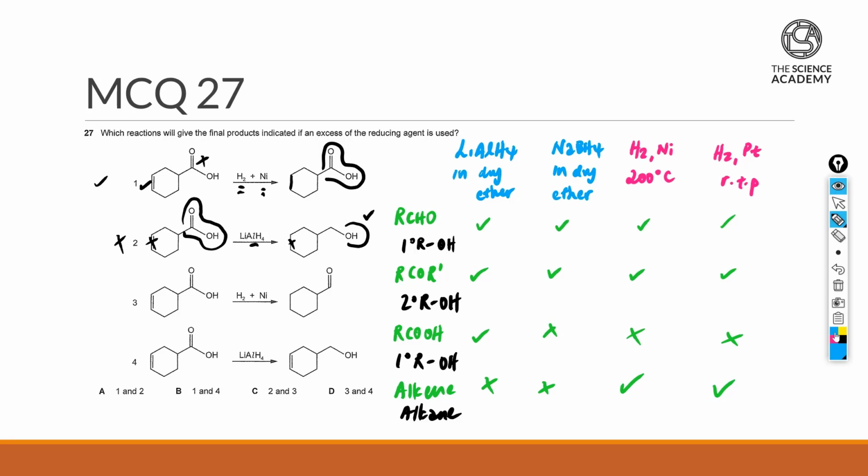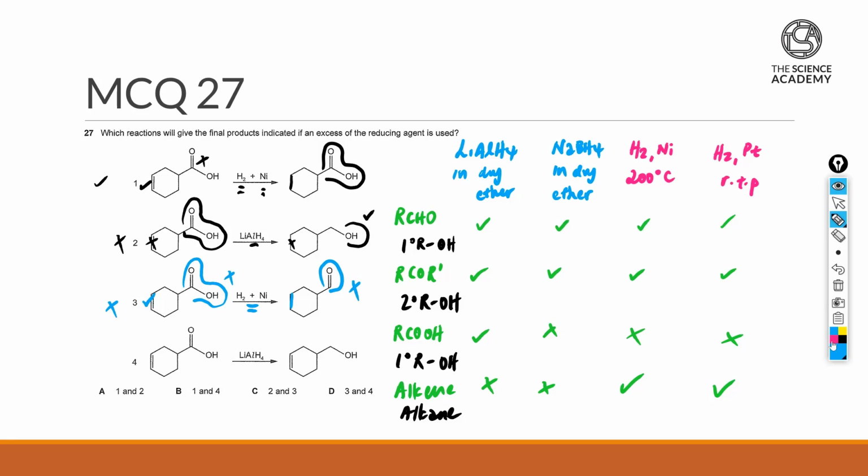Now for the case of option number 3, we're using hydrogen and nickel. The alkene has to be targeted to form an alkane, but my carboxylic acid cannot be targeted. And in this case, you see the formation of an aldehyde, which is actually wrong. So option 3 is out.